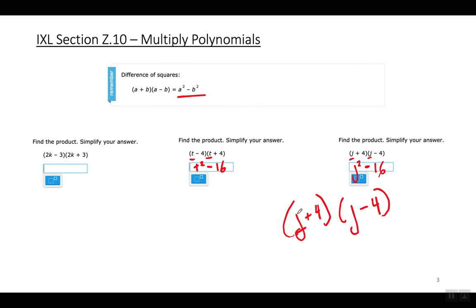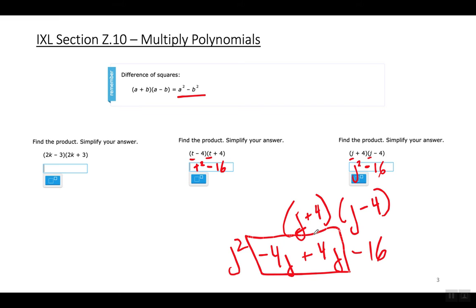The slow way is first j times j is j squared. J times negative 4 is negative 4j. 4 times j is 4j. And 4 times negative 4 is negative 16. Notice that when you have this situation, these middle two terms cancel out. That's why it gives you this answer. This situation is going to be true for all of these, okay?